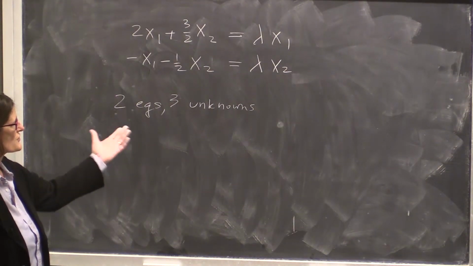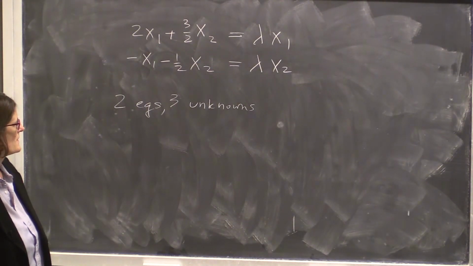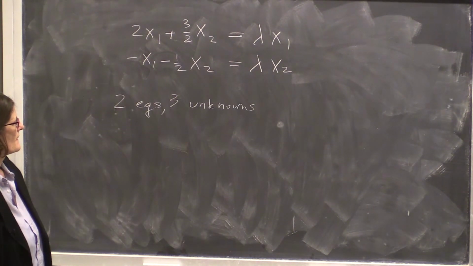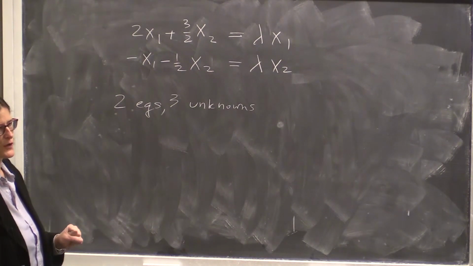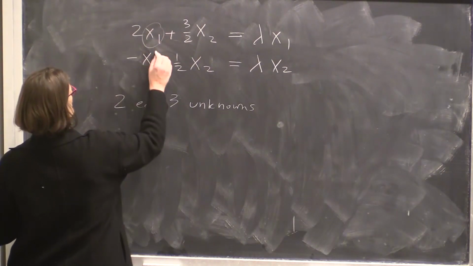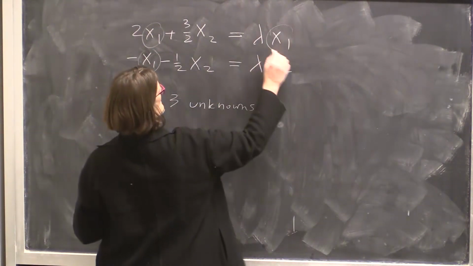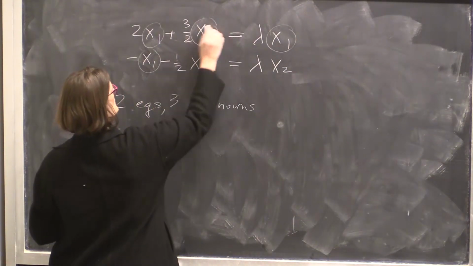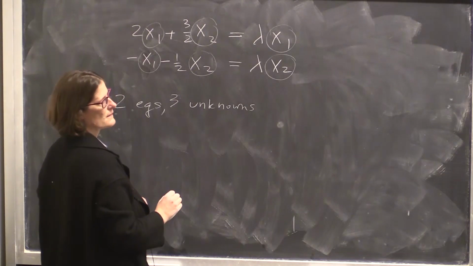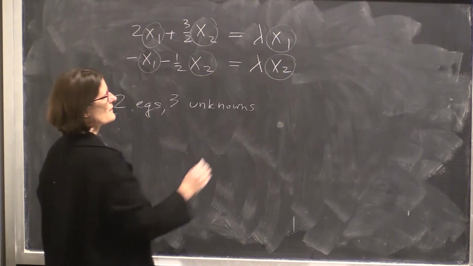Okay, the fast solution is x1 equals x2 equals 0, in which case lambda can be anything. But are these even linear equations? My unknowns are x1, x2. What's my third unknown? Lambda.